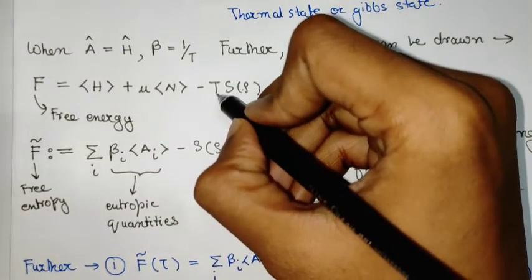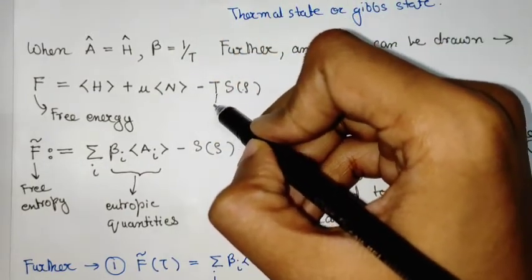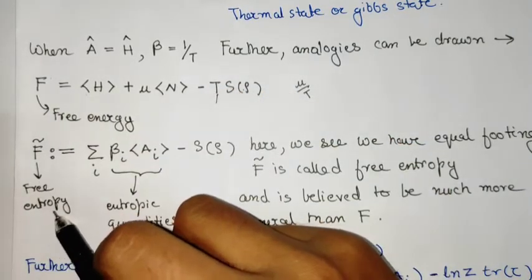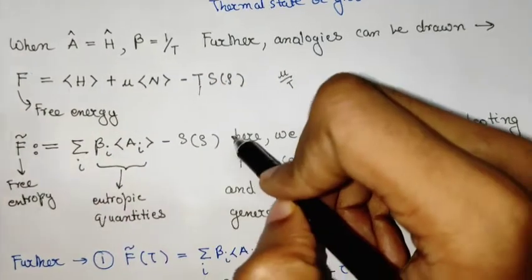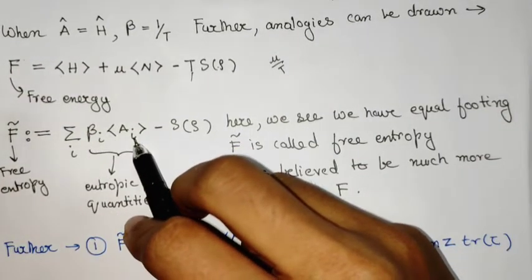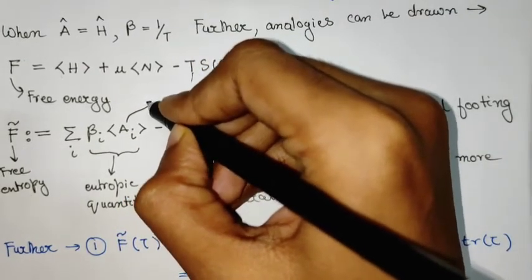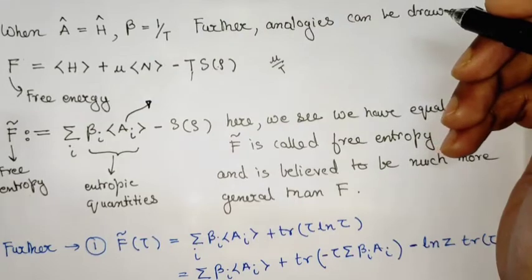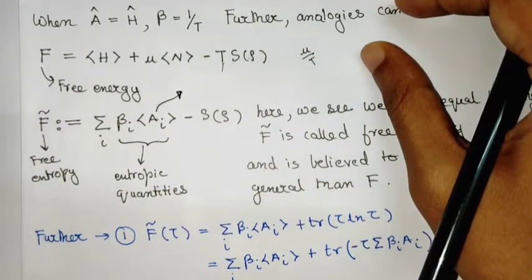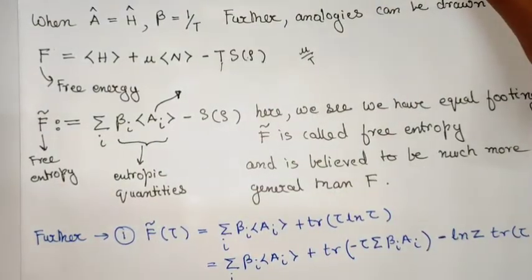So what we plan to do is shift this Lagrange multiplier back to this place, and hence we define a new quantity called free entropy, written in this form: summation over i beta_i times the expectation value of this operator, where these are the operators over which we have constraints, like their average value is fixed. So it is the expectation value of this operator minus the entropy of the system. In this particular definition, this entire thing is called free entropy.